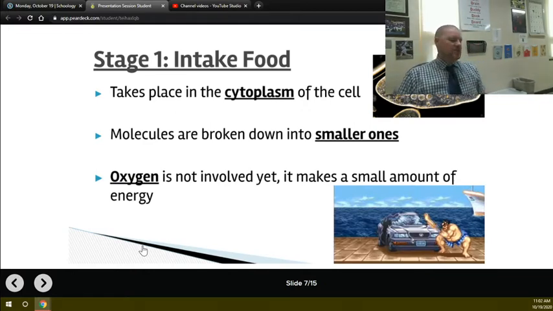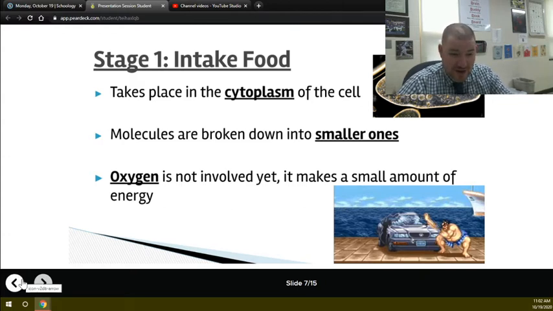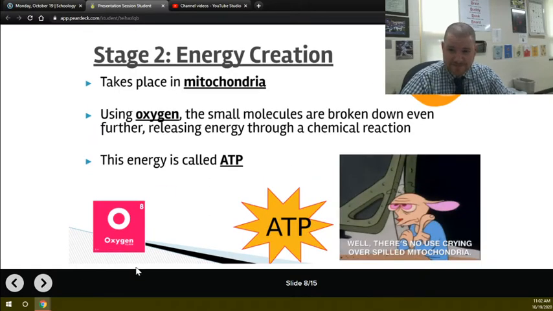Stage 1, so it happens in 2 stages. In stage 1, it takes place in the cytoplasm. And really, not much of anything happens here. The molecules are taken in. They get broken down a little bit to make them smaller so that our next part can handle it more easily. But oxygen isn't involved yet, and oxygen is the key to breaking apart the stuff to get us energy. So it only makes a small amount of energy. Only a little bit gets produced. If we had to put a number on it, 2 ATP get created here, which is very low compared to the number I'm going to say next.